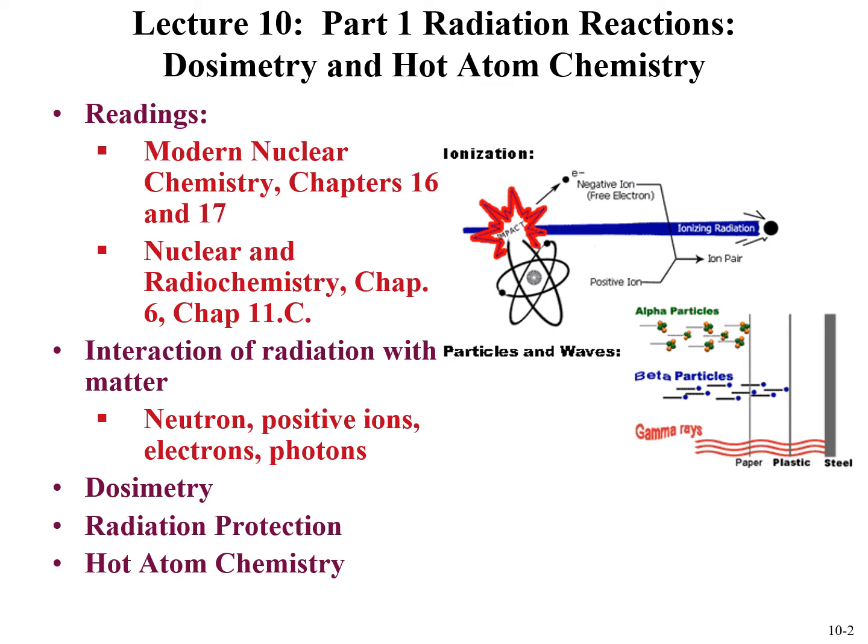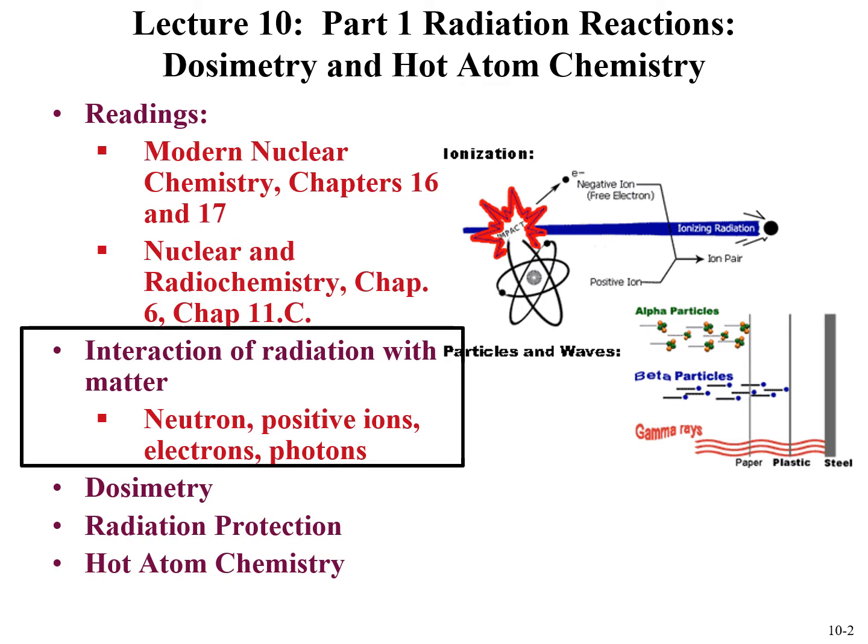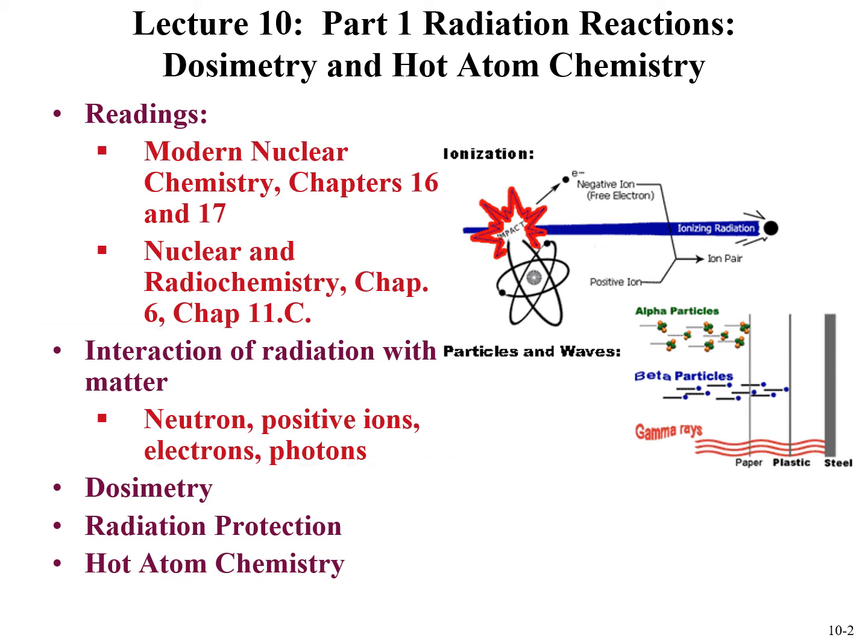The first part of this lecture is going to cover interactions of radiation with matter. We're going to explore the interactions of neutrons, positive ions, electrons, and photons with matter. Lecture 2 is going to cover dosimetry, radiation protection, and hot atom chemistry.